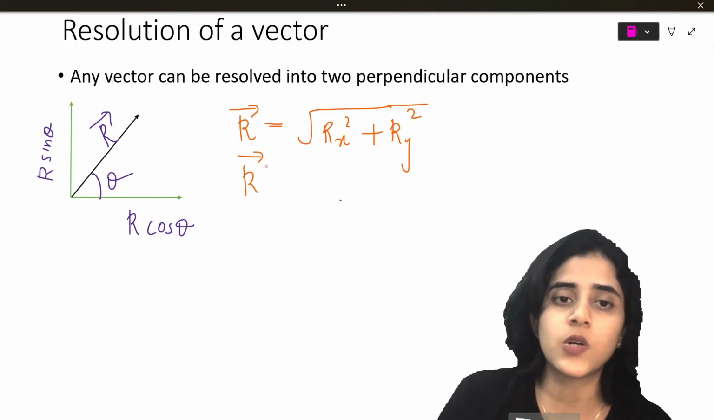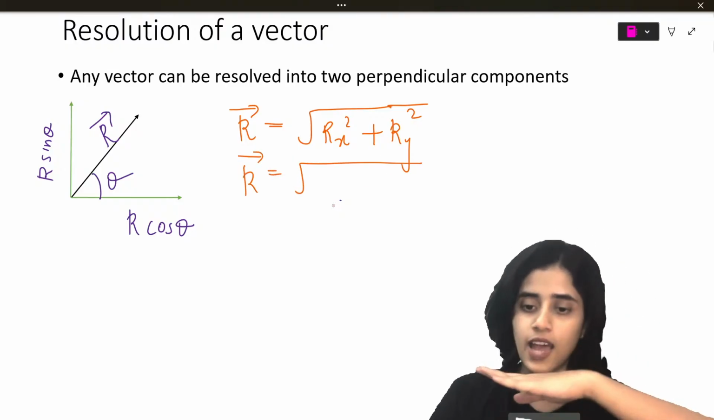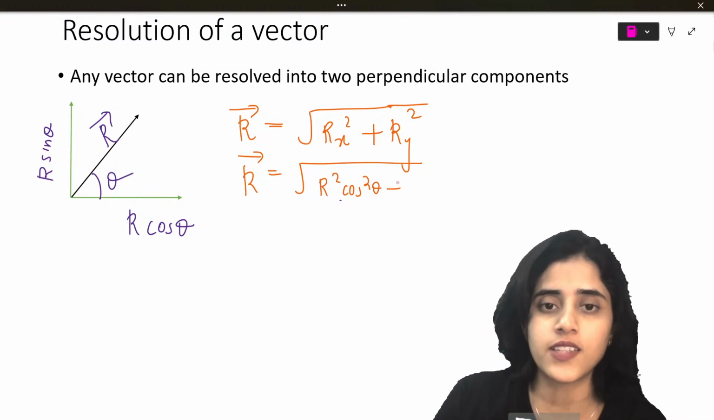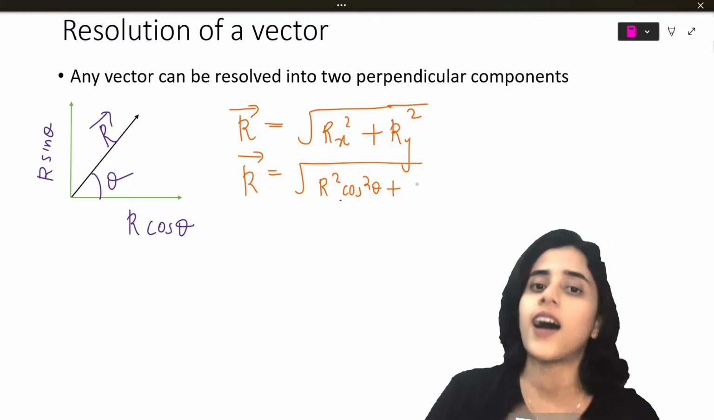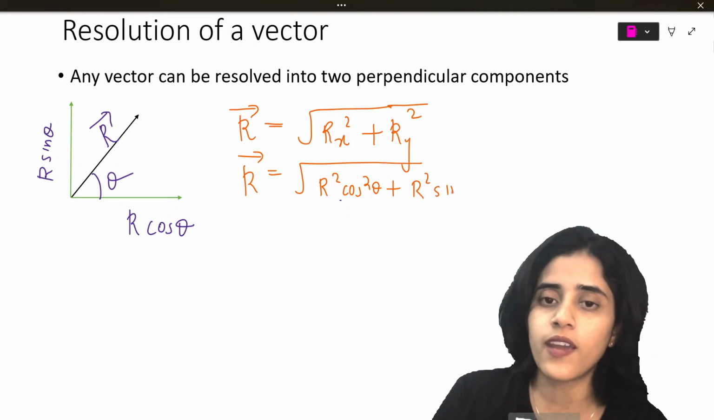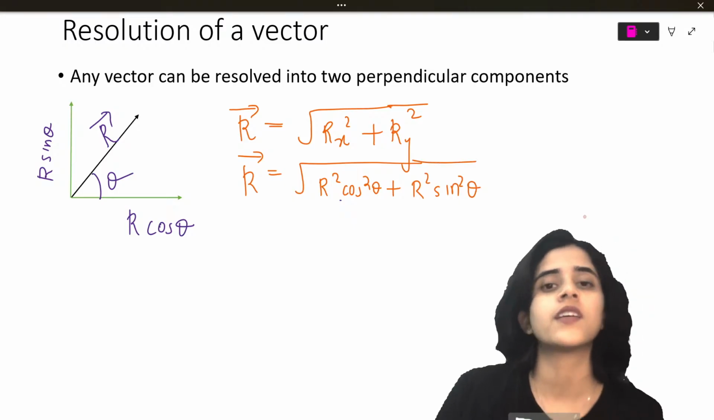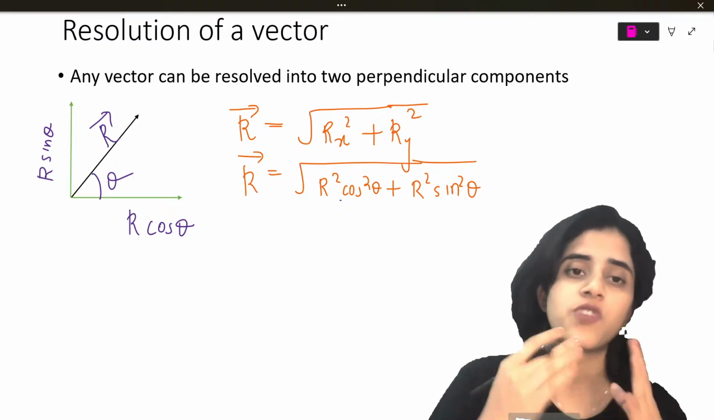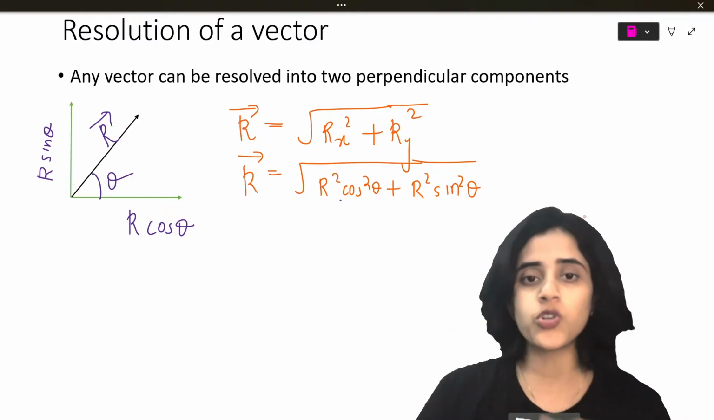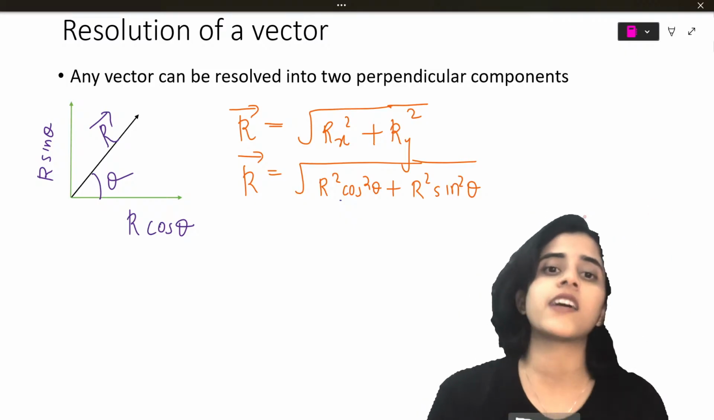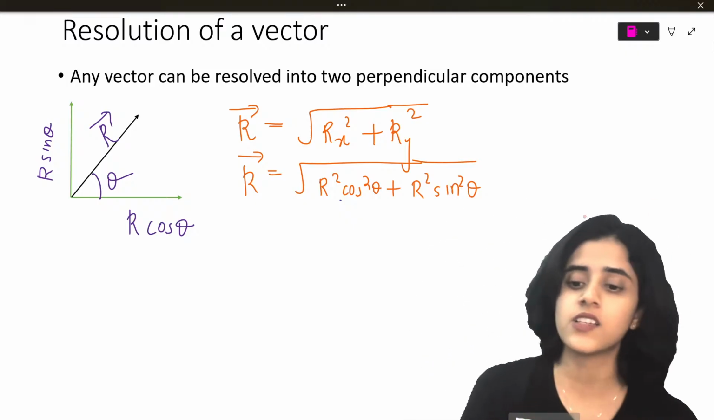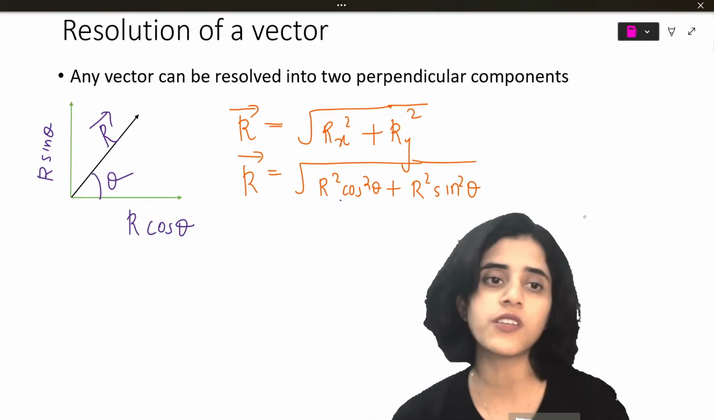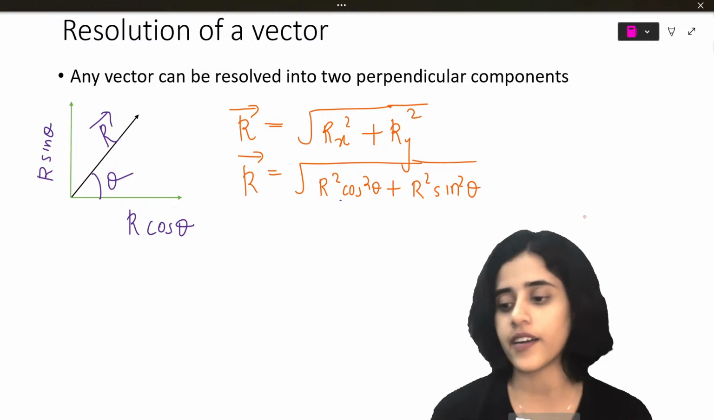So r is equal to the square root of, what is on the x-axis? r squared cos squared theta, plus what is on the y-axis? r sin theta, so r squared sin squared theta. This is how you get the magnitude of r. So if the question is to find the value of r, you should take the x-axis component and the y-axis component, square them and take the square root. This is how you find the magnitude of a vector r.